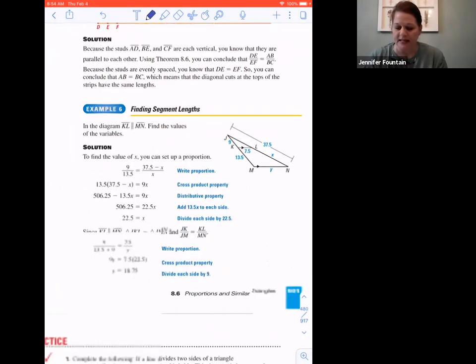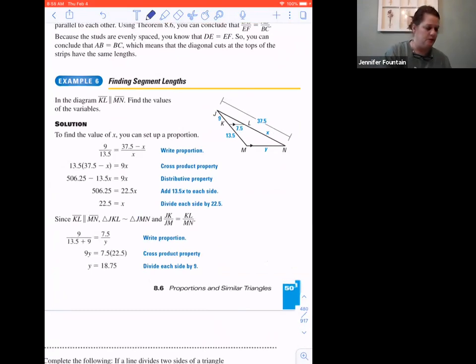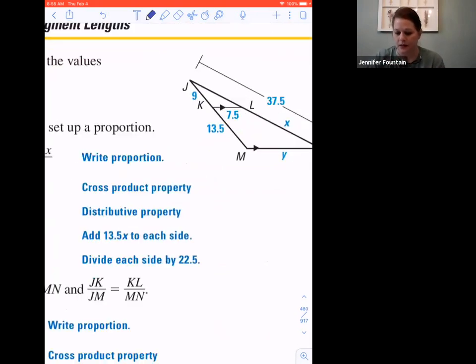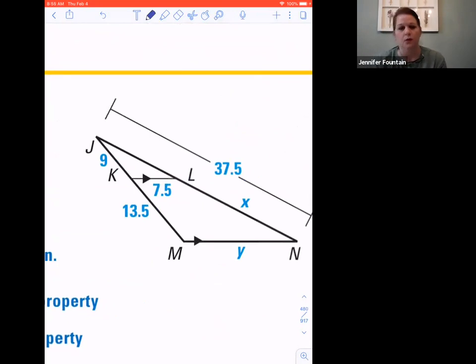Let's go on to example 6, finding segment lengths. Turn the page. Nope, actually it's just below it, my bad. In the diagram, KL is parallel to MN, so I can see where my parallel lines are. Fortunately for us, they marked them with little arrows.